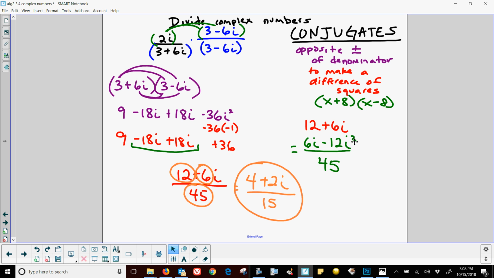I squared became negative 1. Negative 1 times negative 12 is positive 12. So it actually kind of rearranged what I was looking at. So I had 12 plus 6i over 45. 90% of the time you're done, but because these 3 numbers can all be divided by the same thing, divide them all by 3 and get my final answer.